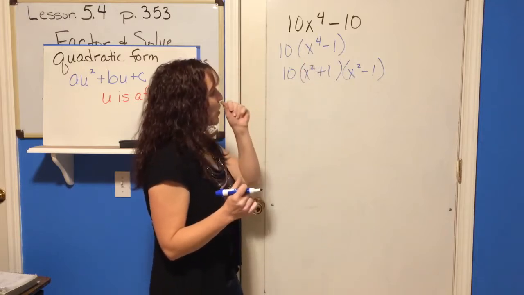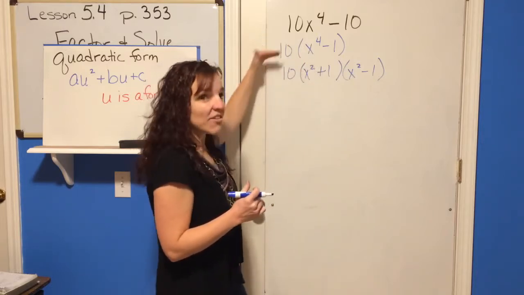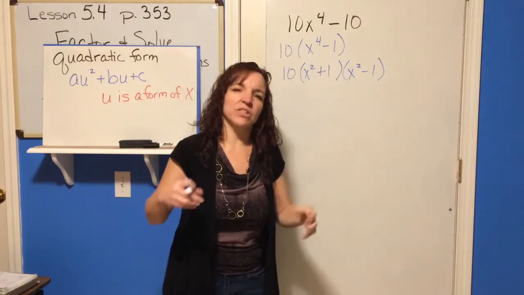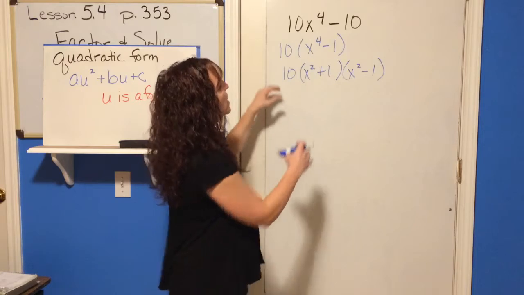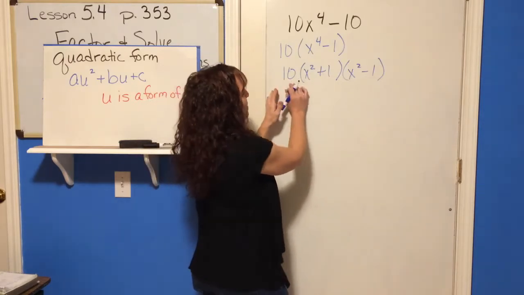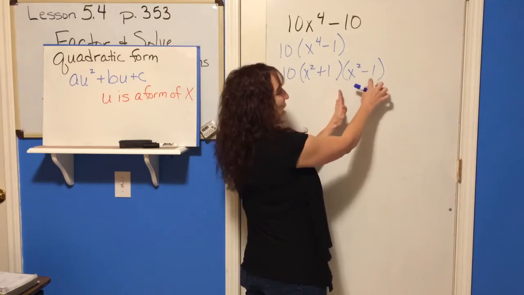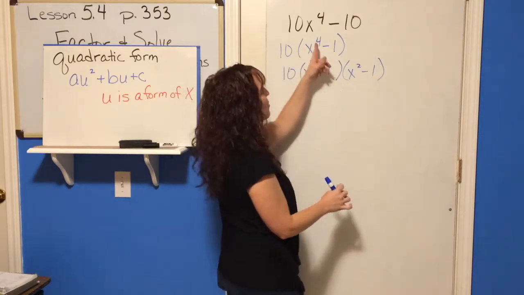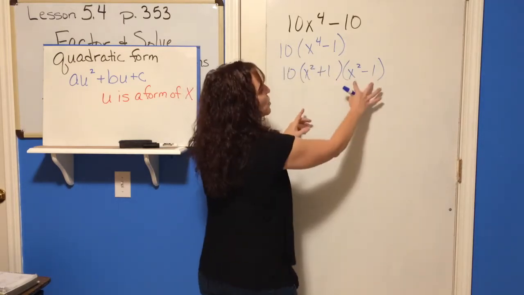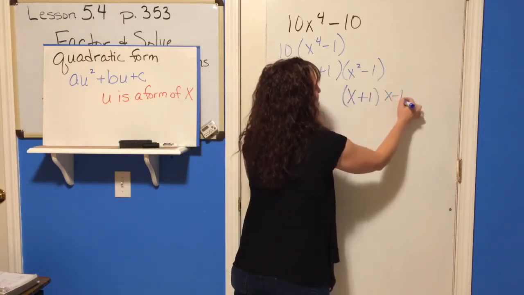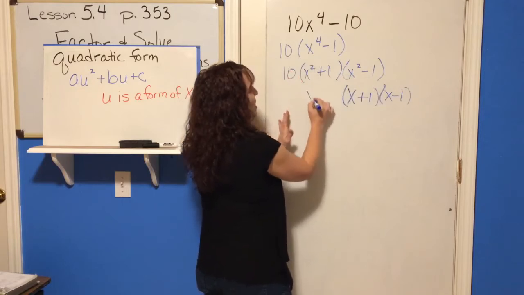So then once you get there, at every step, you're going to ask yourself, is this completely factored? Is this all the way factored? So once you get to this step, you can say, yep, 10 is factored. Yep, that's factored. Oh, this is a perfect square minus a perfect square again. So we got rid of the fourth, but now we still have squared. So this is x plus 1, x minus 1. Don't lose any of these factors.